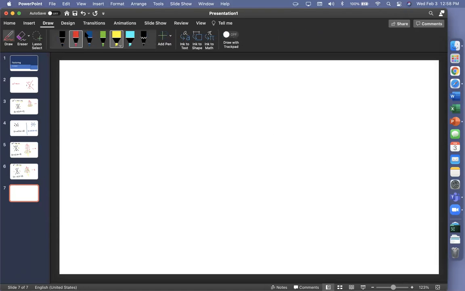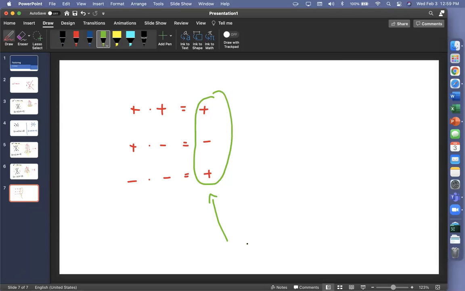So I want you to remember, when we multiply, a positive times a positive will always give you a positive number. A positive times a negative will always give you a negative number. And a negative times a negative will always give you a positive number. This row right here, or this column here, what we are looking at, this is our C value.